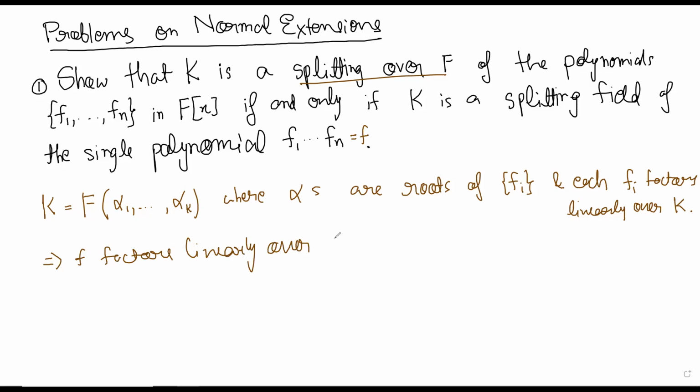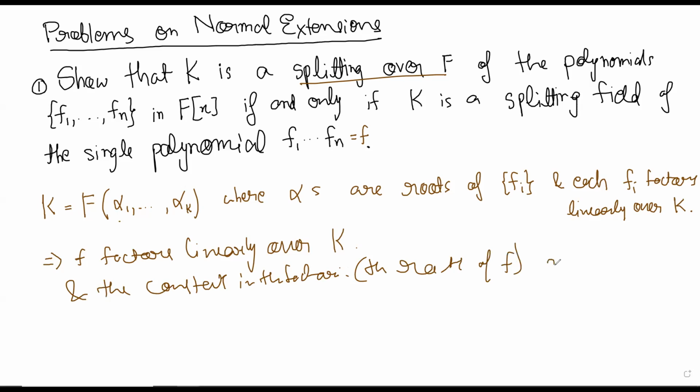Over K, this is clear, and the coefficients appearing in the factorization are precisely these alpha i's, right? And the constants in the factorization, or better to just say the roots, right? The roots of F are precisely these alpha i's. And so then by definition, K is a splitting field of F. Right? So this is fine, right? There's nothing to do.